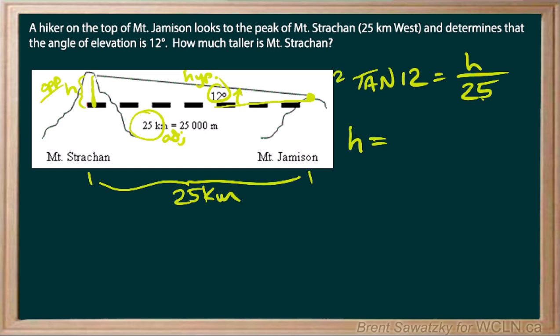And so we can show that. We can multiply both sides by 25. The 25s cancel there, and that leaves h by itself. And on the other side, 25 times tan of 12. And so we can pull out our calculator. 25 tan of 12, making sure our calculator's in degrees mode, and we come up with 5.3 kilometers.